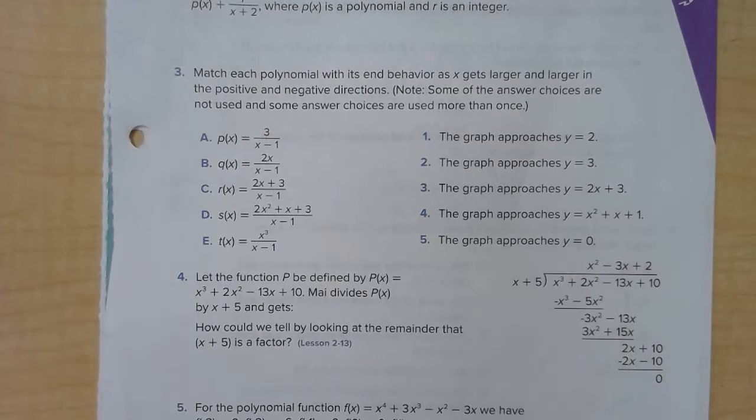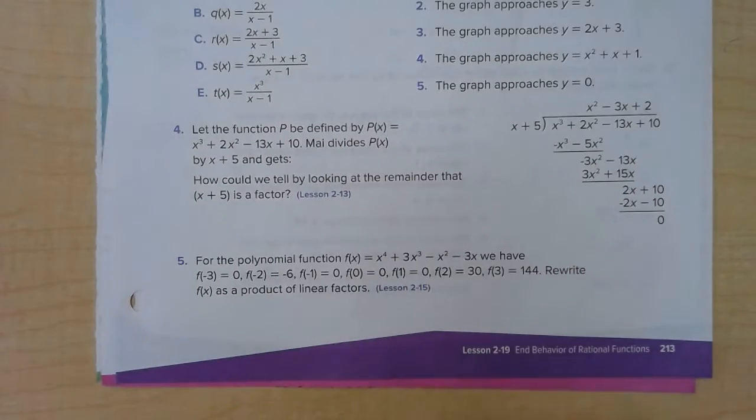So that's number two. Number three is a matching question. So that should match out. This is a review lesson. So we're dividing here, looking at the remainder. This one here is a review question.